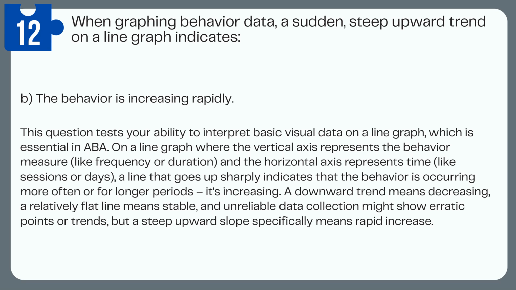Answer: B. The behavior is increasing rapidly. This question tests your ability to interpret basic visual data on a line graph, which is essential in ABA. On a line graph where the vertical axis represents the behavior measure, like frequency or duration, and the horizontal axis represents time, like sessions or days, a line that goes up sharply indicates that the behavior is occurring more often or for longer periods. It's increasing. A downward trend means decreasing. A relatively flat line means stable, and unreliable data collection might show erratic points or trends, but a steep upward slope specifically means rapid increase.